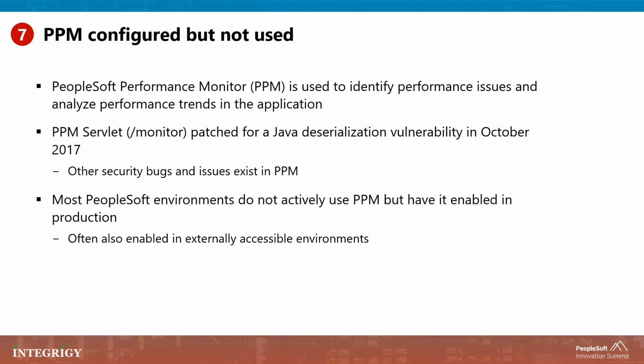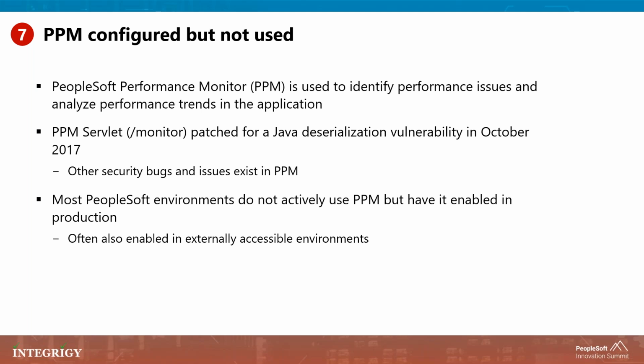When we talk about things that aren't used in a PeopleSoft environment, PeopleSoft Performance Monitor, PPM, is typically not used by many organizations, but it's there. If you type in your PeopleSoft URL/monitor, it pops up right away. Oh, by the way, there was a really bad Java deserialization vulnerability in October 2017, which let me take over the PIA web server and execute commands at the operating system layer. Again, it's not used. Why is it available?